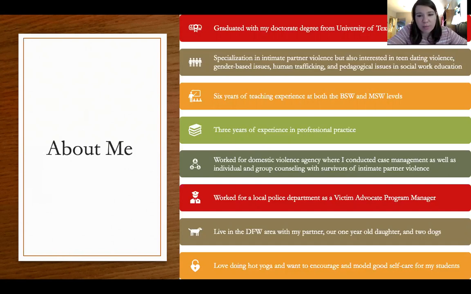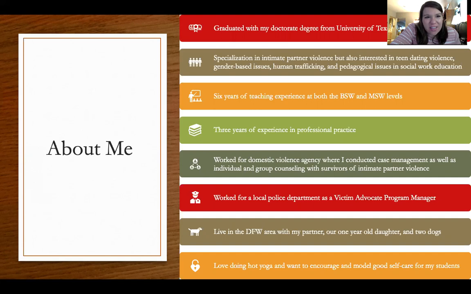Before going to get my PhD, I did have 3 years of professional practice experience where I worked at a domestic violence agency. I conducted case management as well as individual and group counseling with survivors of intimate partner violence. After that, I also worked at a police department as the victim advocate program manager.